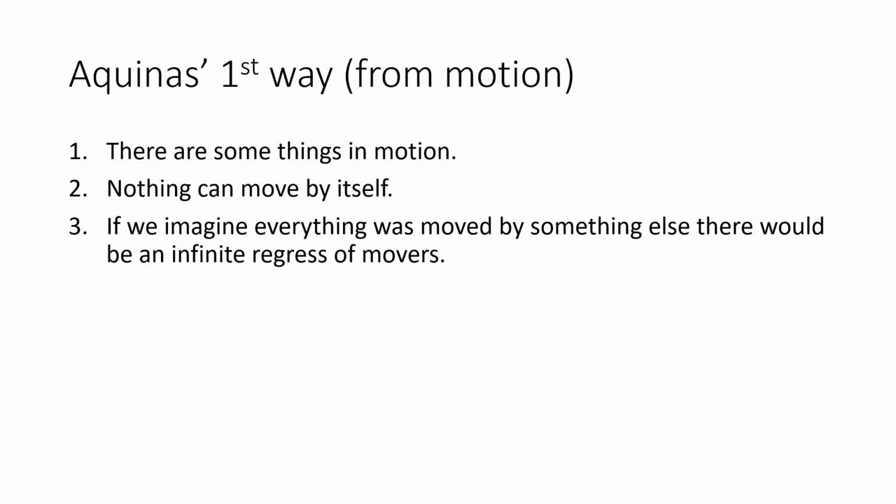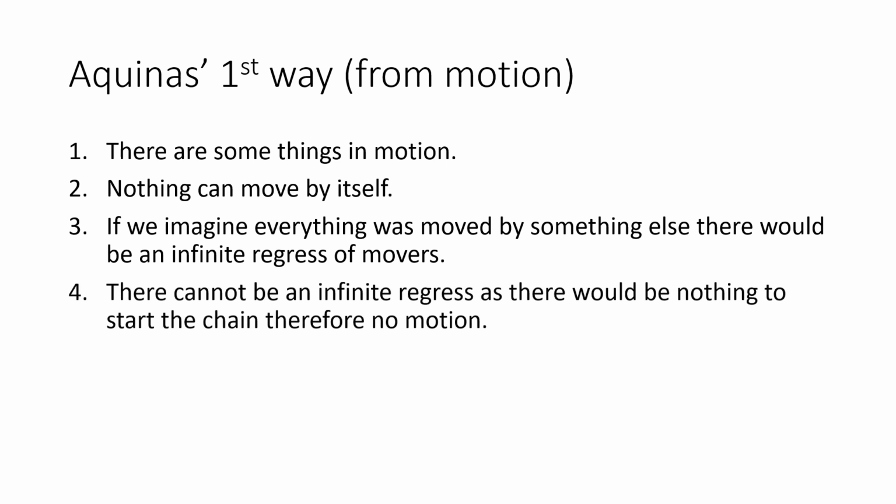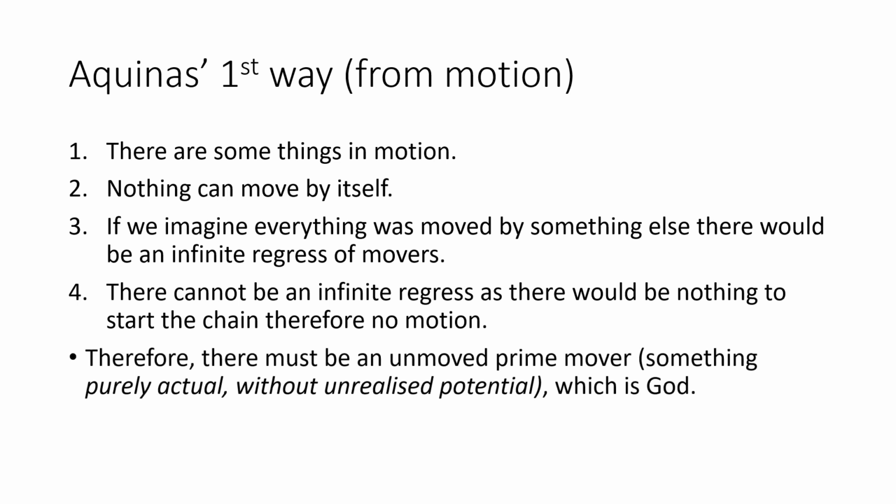But now let's imagine that this chain of movers and moved went backwards forever. If we imagine everything was moved by something else, there would be an infinite regress of movers. Now for Aquinas, this doesn't make sense. There can't be an infinite regress because there would be nothing to start the chain and therefore no motion right now. So the conclusion Aquinas draws from this is there must be an unmoved mover, unmoved prime mover, using the language of Aristotle, something purely actual without unrealized potential. And he says this is what God is, something outside of the chain of motion which sets that chain in motion. So an ultimate kind of uncaused cause, going back to our original basic definition of the argument.